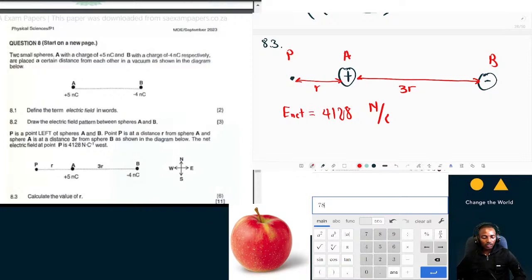How are we going to calculate this? How on earth are we going to solve this? All right. So we are given the net electric field at point P. That means at point P, we must have a positive test charge. So at that point, I'm going to put a positive test charge there.